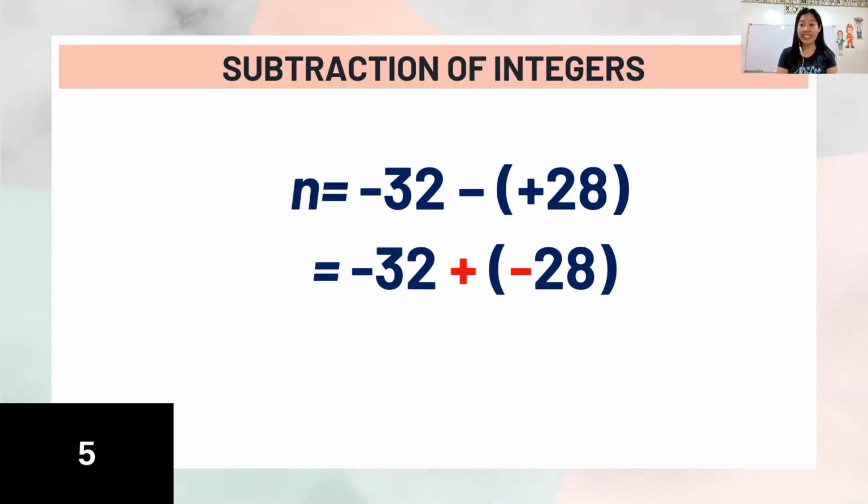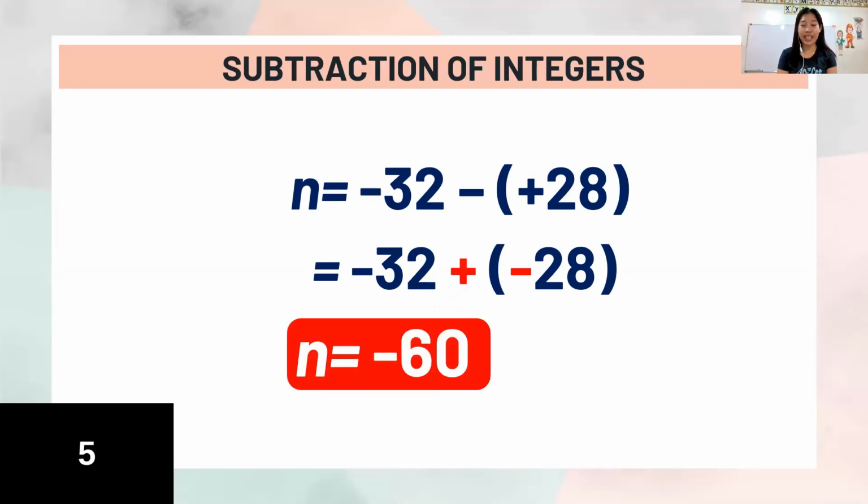The answer is negative 60 because both are negative sign numbers. So we will just simply add them, and then the answer should also be in negative form. Negative plus negative is negative, and 32 plus 28 is 60.